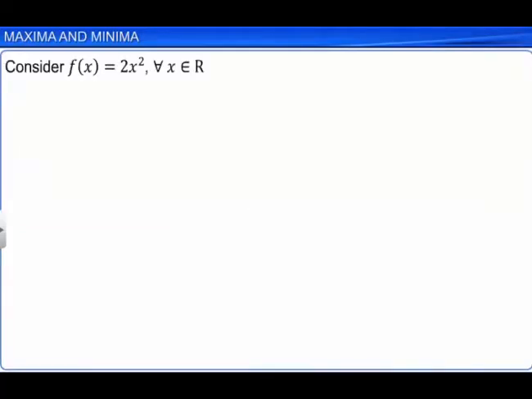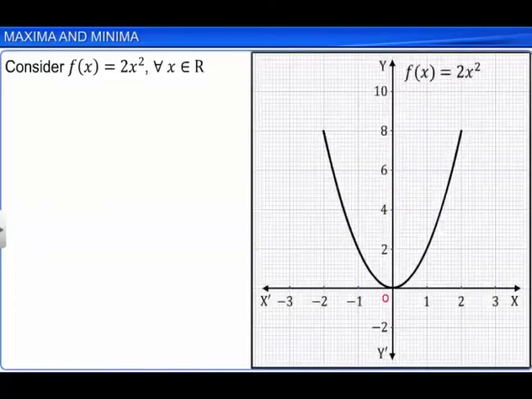Consider the function f(x) = 2x² for all x belonging to the set of real numbers. Let us find the maximum and minimum values of this function in the domain R. The graph of the given function can be drawn as shown. Now, observe the graph carefully.